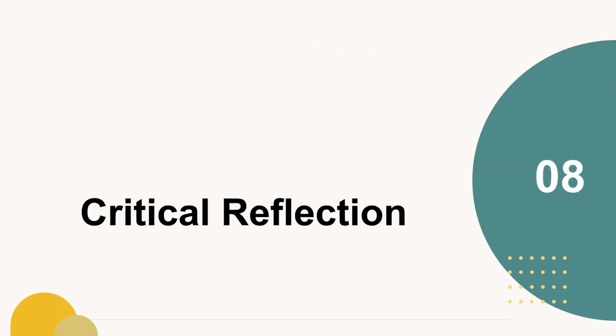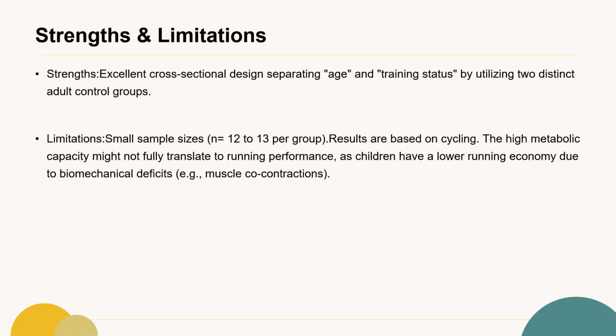And the last part is critical reflection. Finally, let's critically reflect on this study. There are some strengths and limitations. The first is strengths. A major strength is the study design, which cleverly isolates the physiological variables by comparing children to two extremes: untrained adults and highly trained endurance athletes.